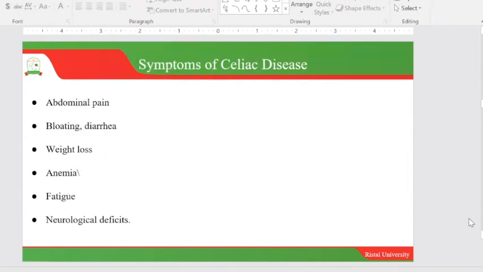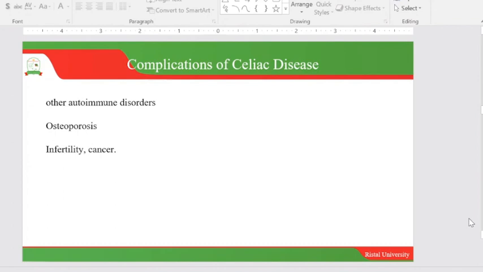Different symptoms of celiac disease, we are looking at abdominal pain, bloating, diarrhea, weight loss, anemia, fatigue, and also other neurological defects. Other people have also reported constipation. Some people have reported a skin rash, and also we talk of allergies that happen for people when they ingest foods that have gluten in them.